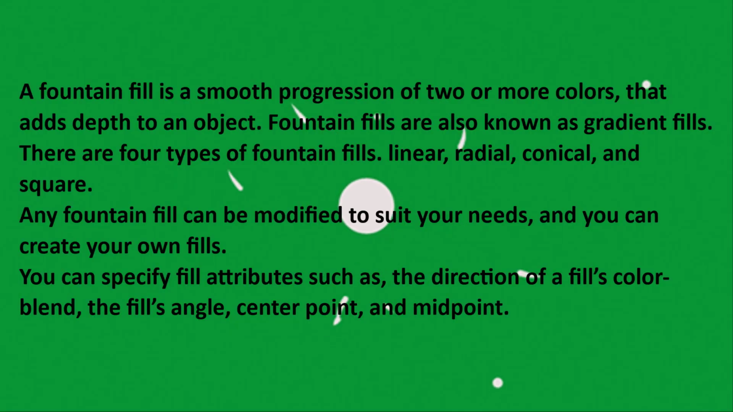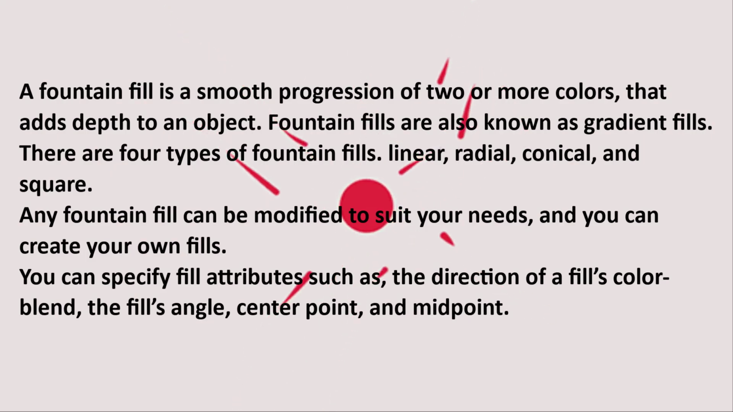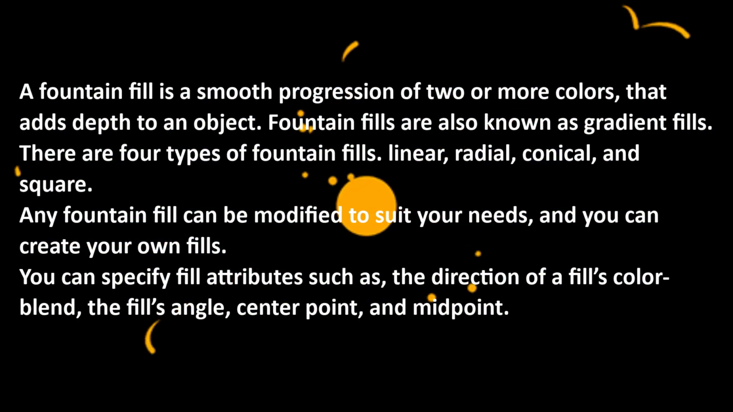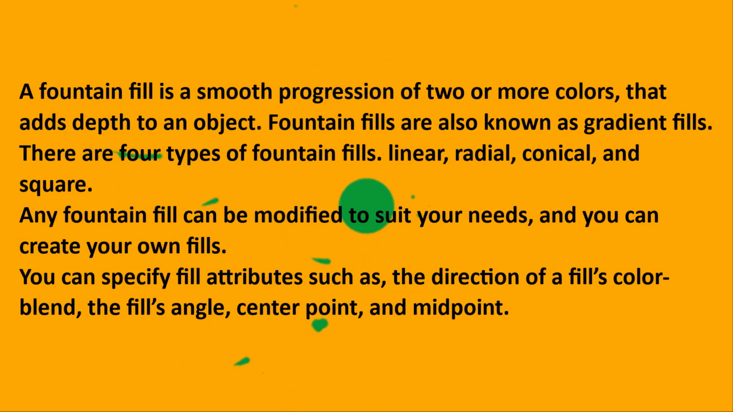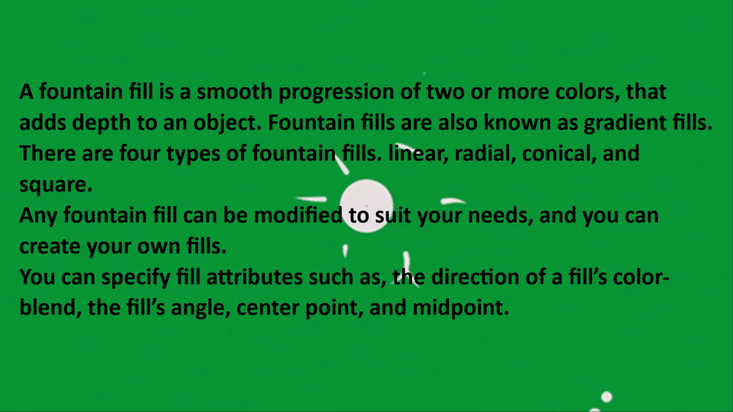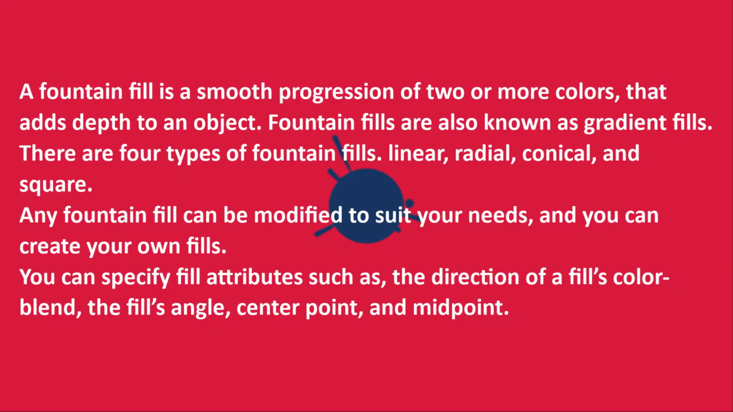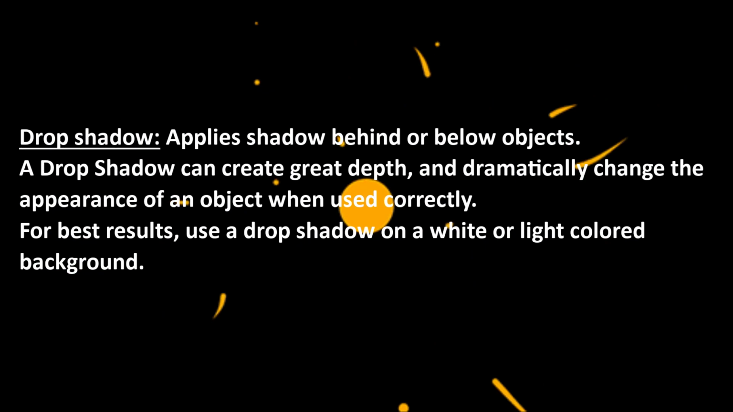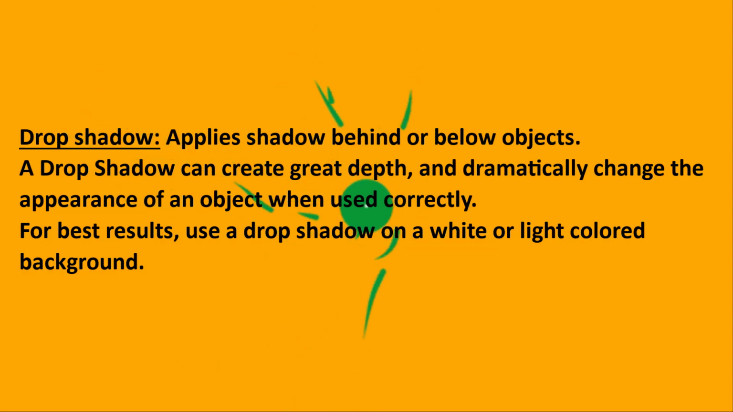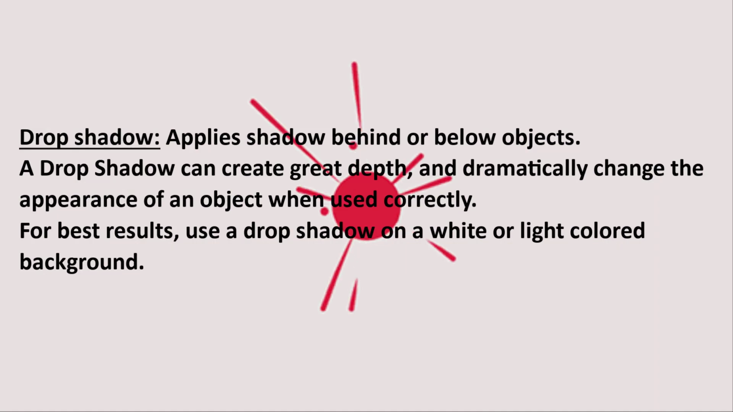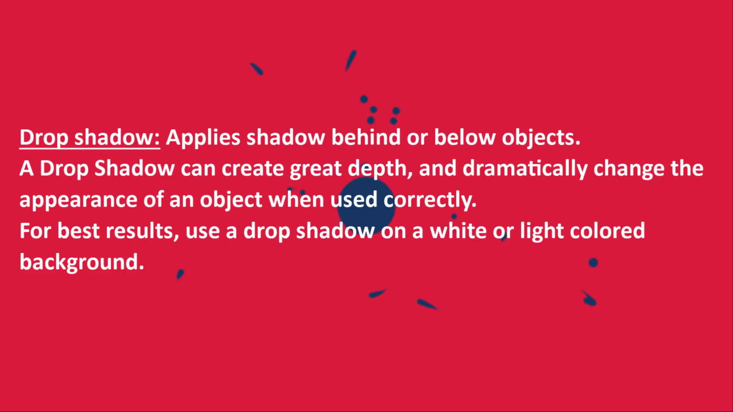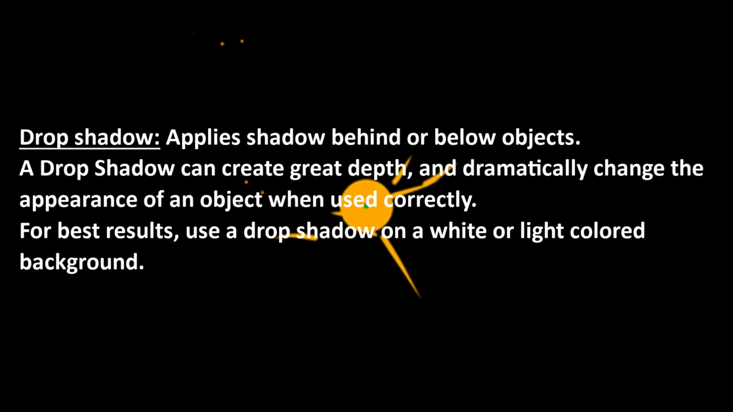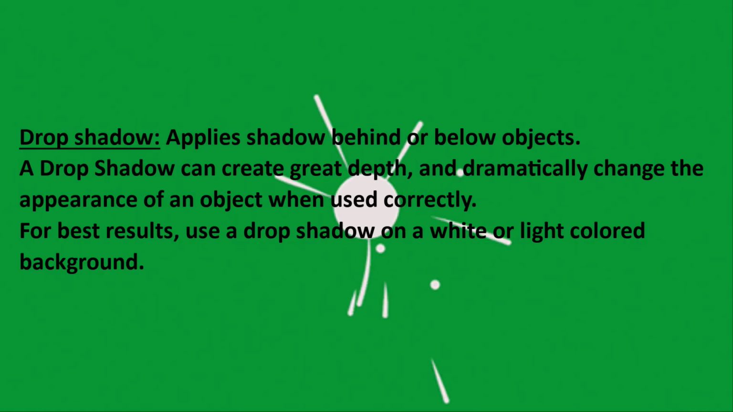There are 4 types of fountain fills: linear, radial, conical, and square. Any fountain fill can be modified to suit your needs, and you can create your own fills. You can specify fill attributes such as the direction of a fill's color blend, the fill's angle, center point, and midpoint. Drop shadow applies shadow behind or below objects. A drop shadow can create great depth, and dramatically change the appearance of an object when used correctly. For best results, use a drop shadow on a white or light colored background.